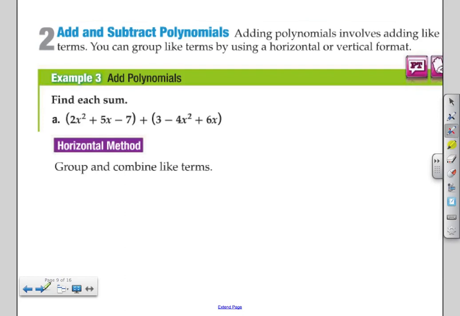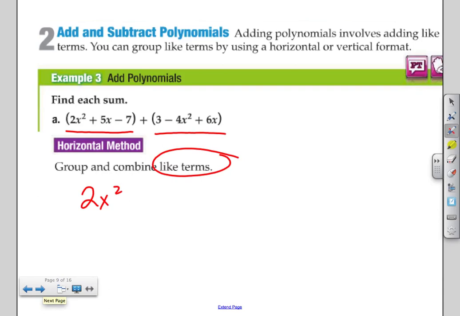So here we have this polynomial and this polynomial. If we're using the horizontal method, in both cases, the first thing you're going to do is combine like terms. So we have a 2x squared.